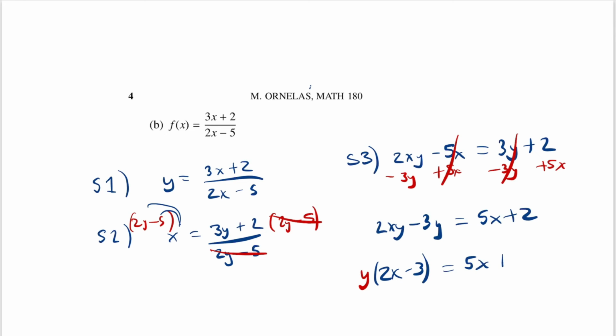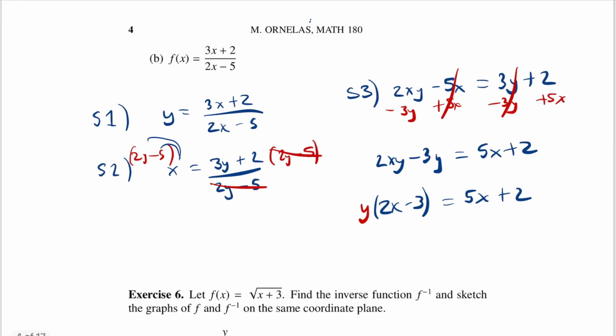And to solve, we're going to divide both sides by 2x minus 3. And that's going to do it. So now we're off to step 4, which is to change the notation to f inverse. And our final answer is 5x plus 2 over 2x minus 3.